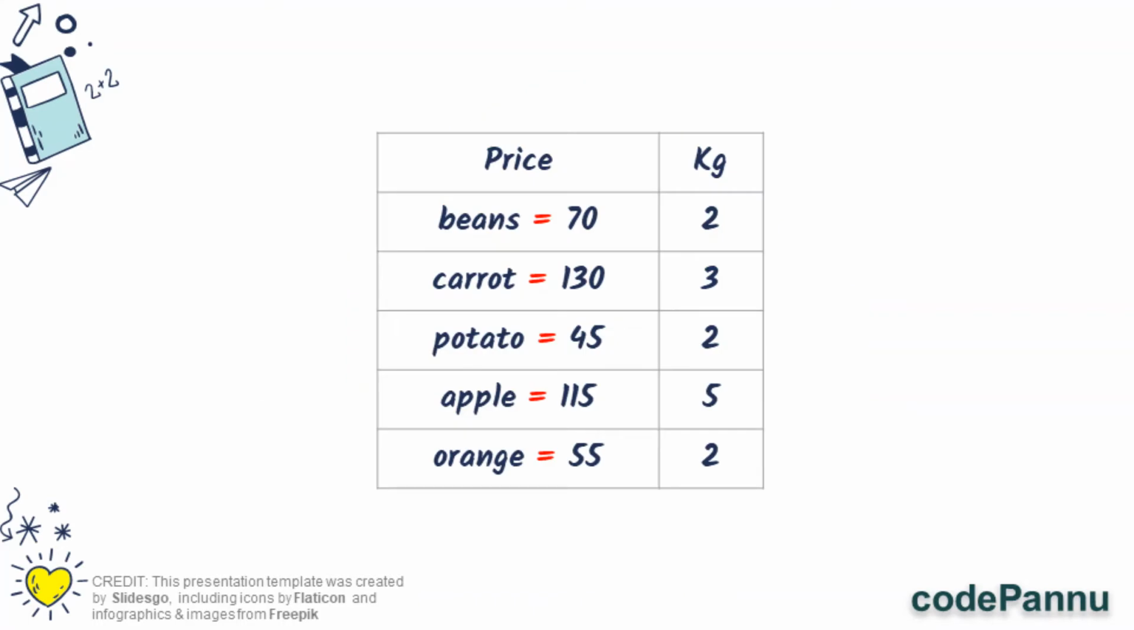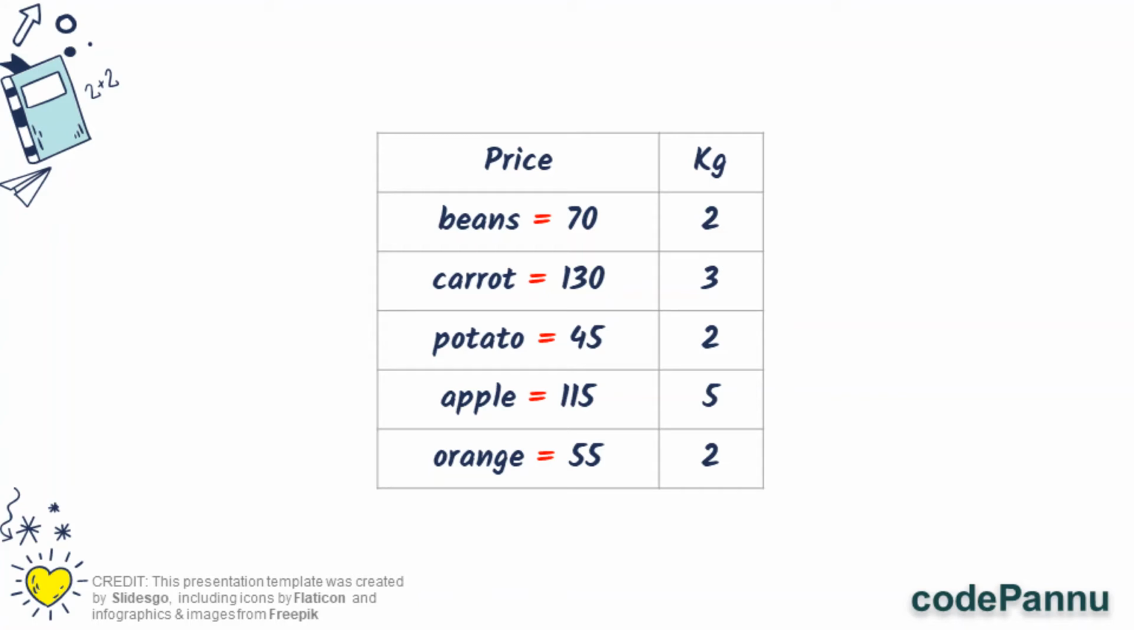So this table is a list of items we bought. The first column gives the price of each of the items we bought. So we bought beans, carrot. Beans is 70 rupees per kg, carrot is 130 rupees, potato is 45 rupees, apple is 115 rupees, and orange is 55 rupees. Now the second column, kg, gives how many kgs we bought. So we bought 2 kg beans, 3 kg carrot, 2 kg potatoes, 5 kg apples, and 2 kg oranges.